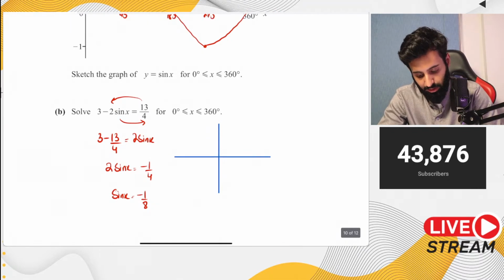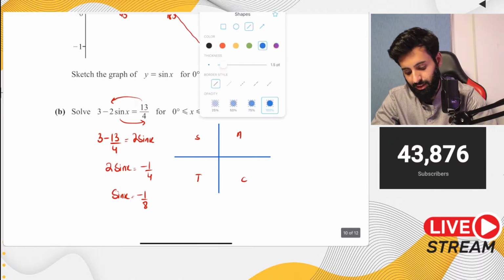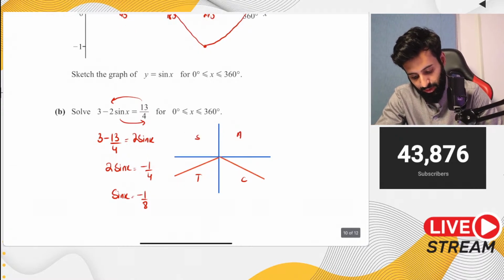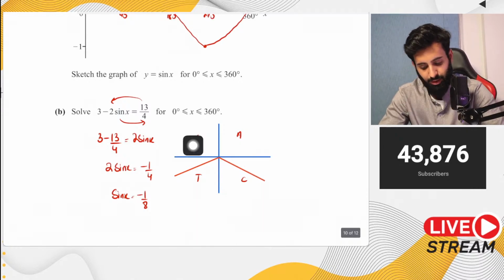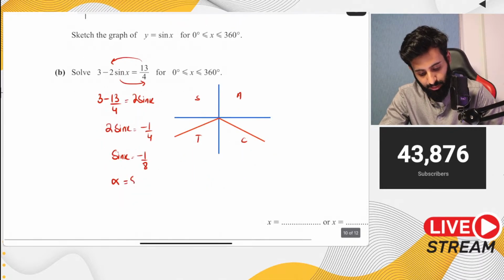Now, someone asked at the beginning of the stream how we know what quadrant it is. Remember this: All Science Teachers Are Crazy. The good crazy, not the bad crazy. The good crazy in the sense of being crazy about what they do. So if sine is negative, that means it's in the third and the fourth quadrant. Or you can remember it this way, add sugar to coffee. So we find alpha by taking sine inverse of 1 upon 8.